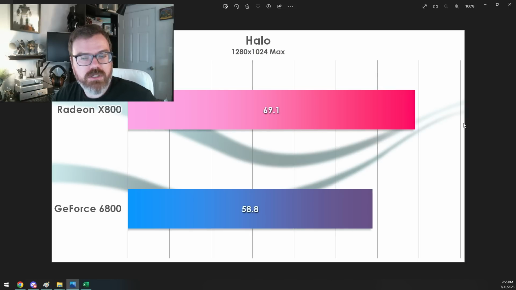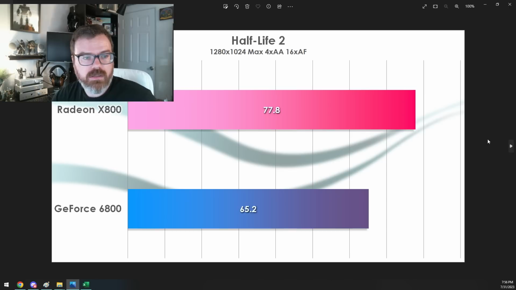And then we have Halo, which historically favors ATI architectures, and indeed that shows here as well. Pretty good advantage for the X800. Half-Life 2, again, same story. ATI favored engine, and fairly sizable increase in frame rate there, although they're both really smooth. You wouldn't have any problems playing this game at this frame rate with these settings, 1280 by 1024, so I didn't quite max out the res for this one, but I probably could have.